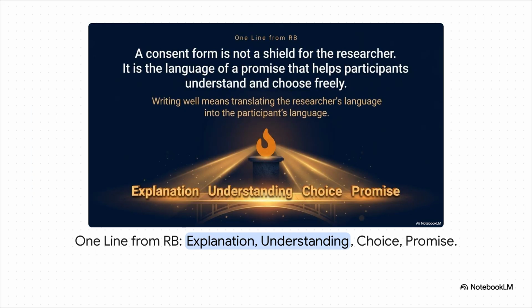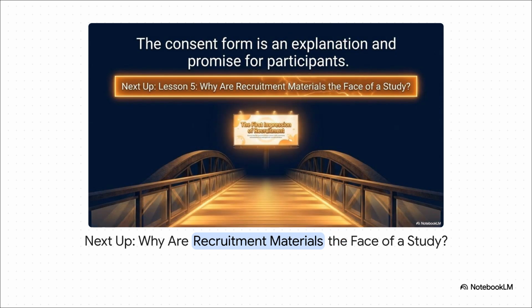Ultimately, seeing the form through the participant's eyes makes the language easier and the promise clear. It just proves that writing well simply means translating your language into theirs. At its core, the consent form is an explanation, which leads to understanding, which allows for a free choice, all cemented by a promise. As we close out this explainer and look toward our next lesson on why recruitment materials are the face of your study, I want to leave you with this one thought. When someone reads your consent form, do they feel like they're just signing a cold legal contract? Or do they feel like they're being warmly invited to be a true partner in your research?